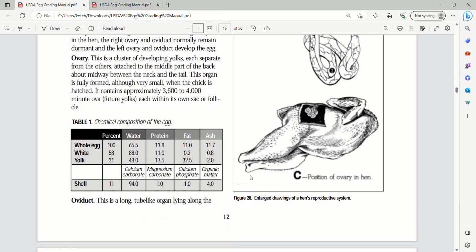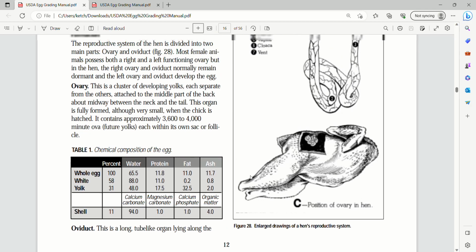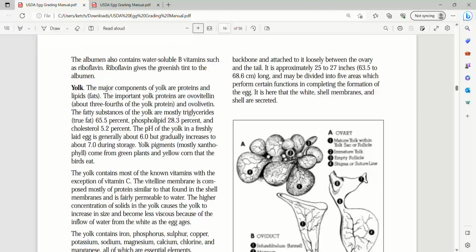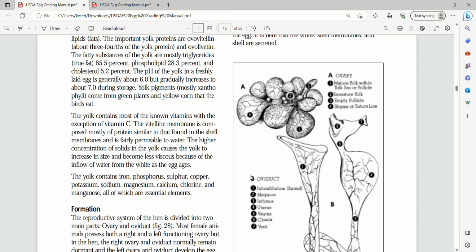Oviduct. This is a long tube-like organ lying along the backbone and attached to it loosely between the ovary and the tail. It is approximately 25 to 27 inches long and may be divided into 5 areas which perform certain functions in completing the formation of the egg. It is here that the white, shell membranes, and shell are secreted.